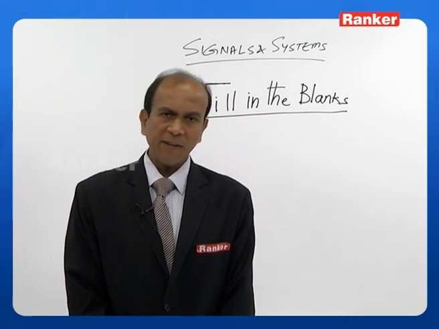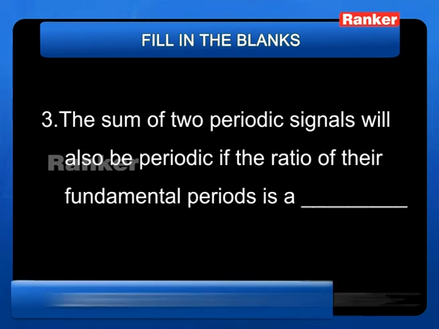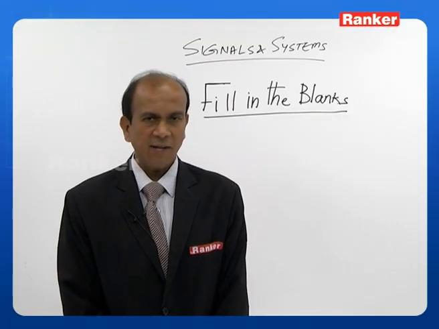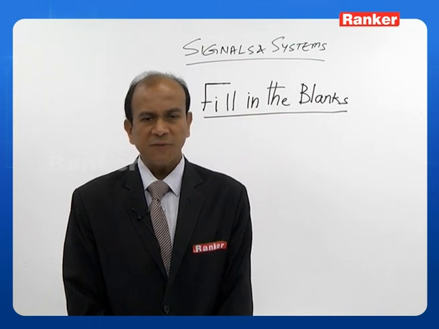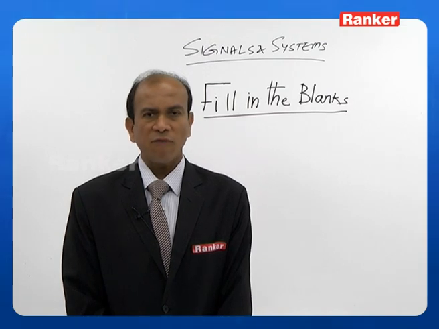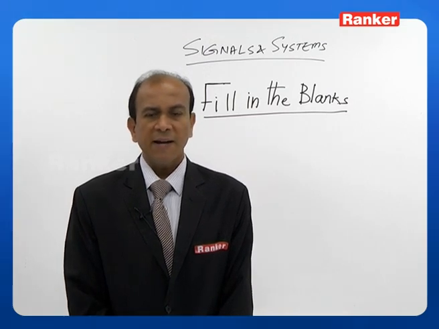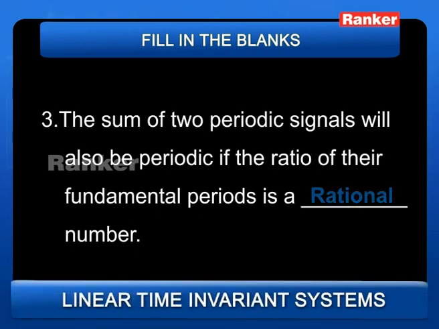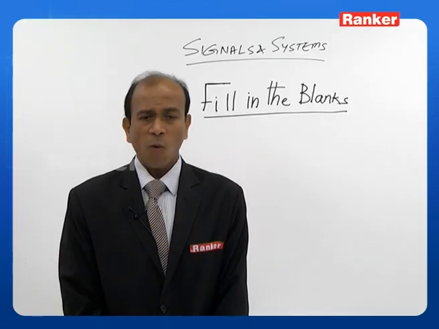Let us look at the third fill in the blank. What does it say? The sum of two periodic signals will also be periodic if the ratio of their fundamental periods is a dash number. We have seen this earlier. The sum of two periodic signals will be periodic only if the ratio of their fundamental periods is a rational number. So, if the periods are T1 and T2, the ratio T1 by T2 must be a rational number. Let us move on.